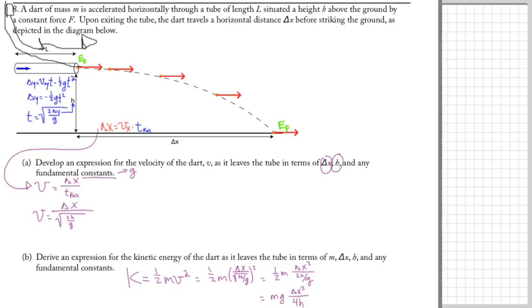In this question, we're asked to look at a couple things in terms of literal equations, which is good to practice with. Part A asks to develop an expression for the velocity of the dart v as it leaves the tube in terms of delta x.